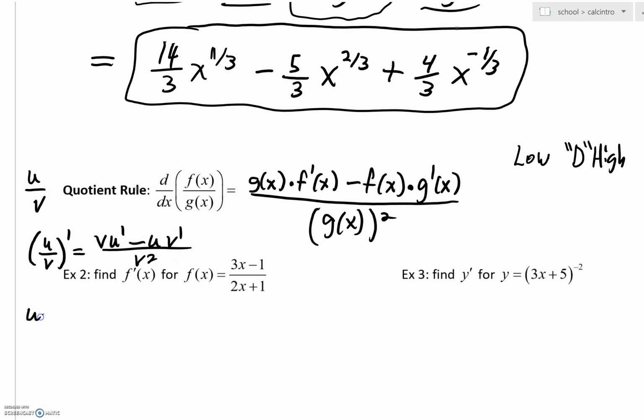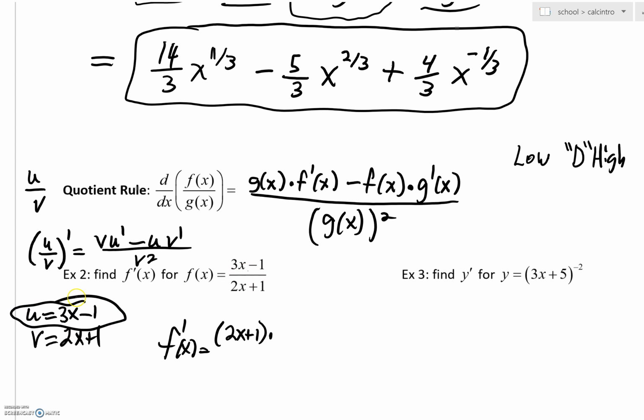Well, you can see that we've got our u is 3x minus 1. Our v is 2x plus 1. And as we take this derivative, we can say we've got our low, that's 2x plus 1. D high, what's the derivative of the high function? Well, just a 3. Minus the high function, 3x minus 1. D low, well, the derivative of the low function is just a 2. And then that's all over low squared.